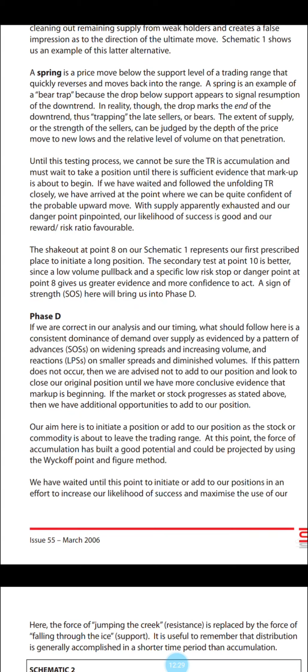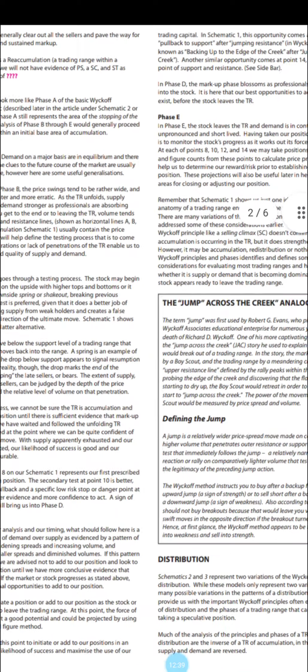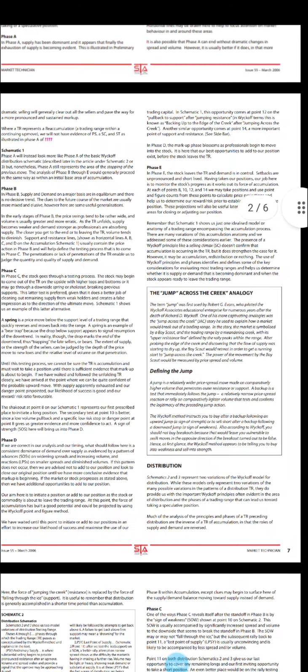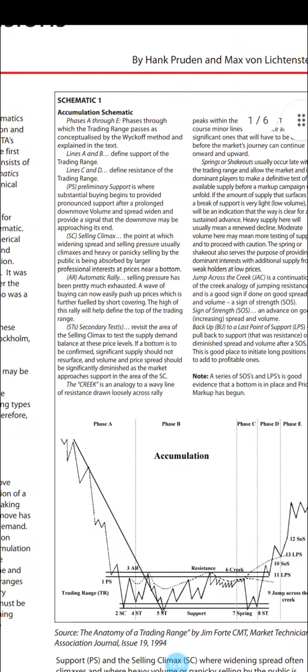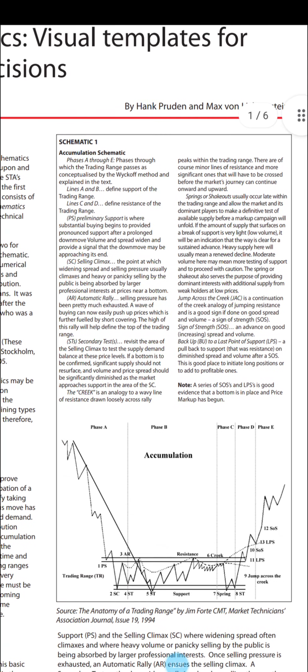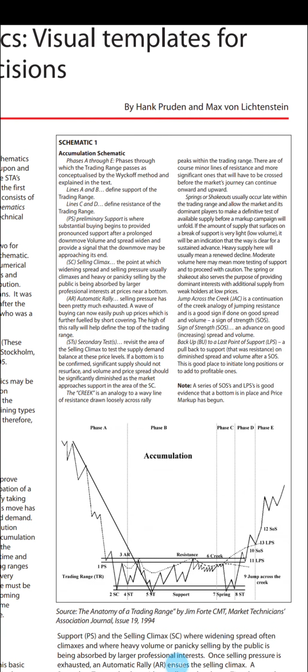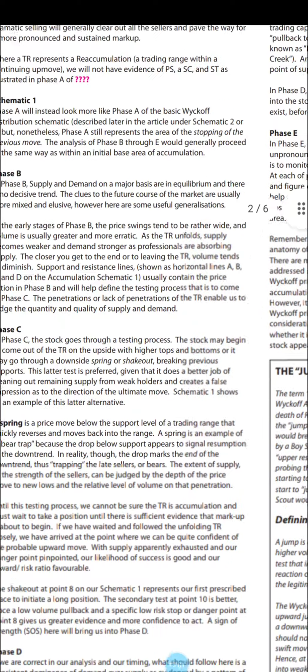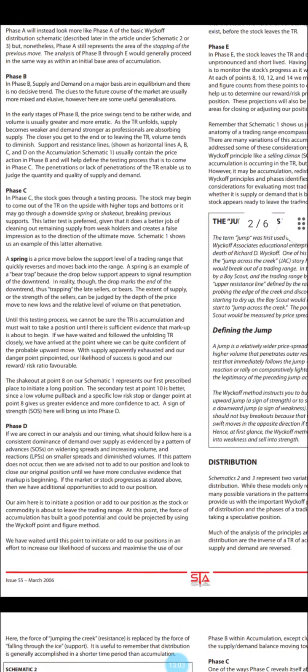supply as evidenced by a pattern of advances, sign of strengths on widening spreads, and increasing volume and reactions of, I don't even know what LPS is, and this Wyckoff, I can't remember. Where is this at? Oh yeah, it's up here. So LPS is last point of support. See, so resistance and support.